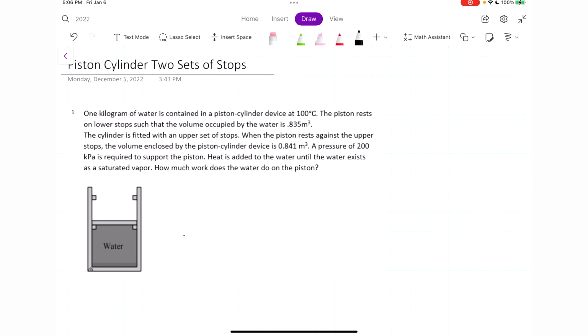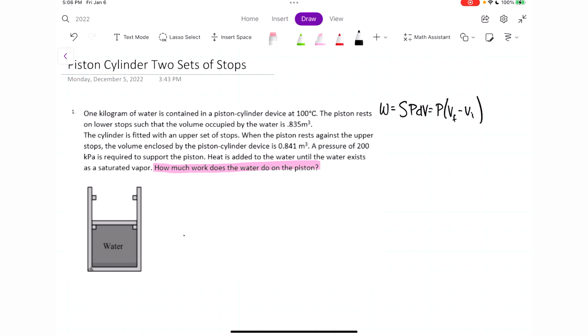Alright, so we are going to go ahead and find the amount of work that the water does on the piston. We're not going to concentrate on the amount of heat added. And usually for a closed system of a piston cylinder, our work equation is as follows: the integral of P dV, which ends up being P times (V final minus V initial).